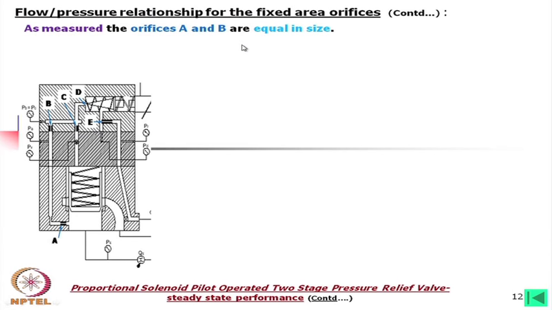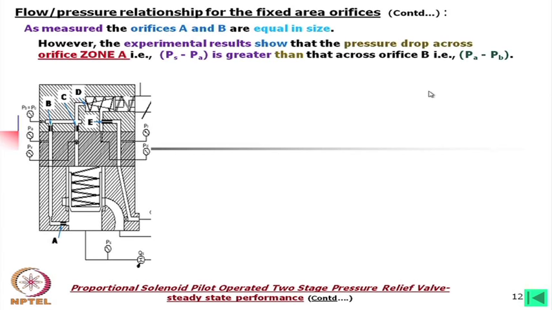Here I have mentioned that as measured, A and B orifices are equal in size. However, the experimental results show the pressure drop across orifice zone A here is greater than that across orifice B. That means here there was more pressure drop. This means that there is more restriction. I would like to mention there is no way to verify what is there. Although construction wise you see here there was a hole, but that hole was blocked, and we could not remove that block, so we could not really find what is inside, but definitely there was a restriction. So this portion was characterized together, considering A and whatever restriction B there is.